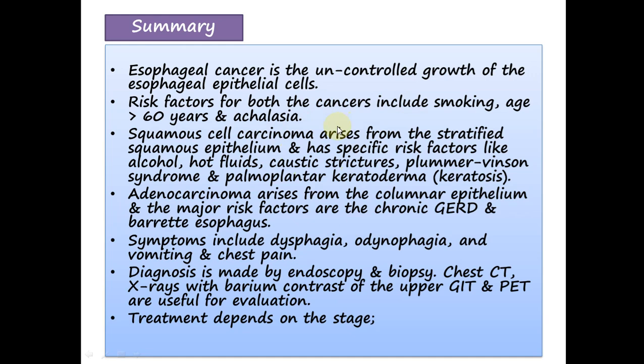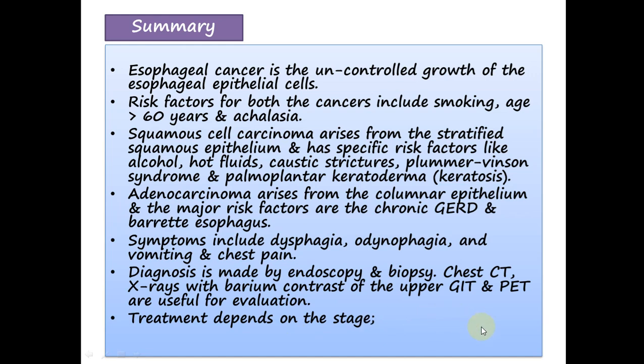carcinoma. Adenocarcinoma arises in the columnar epithelium, and the two major risk factors are GERD and Barrett esophagus. So GERD, Barrett esophagus, and adenocarcinoma are closely related. GERD causes Barrett esophagus, and Barrett esophagus is a risk factor for adenocarcinoma. Commonly, the symptoms are dysphagia, odynophagia, vomiting, and chest pain.